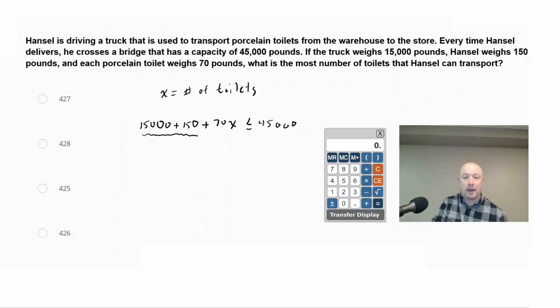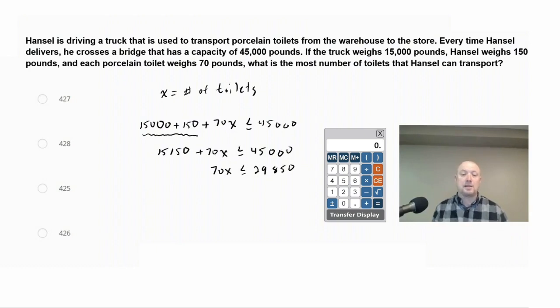So if we combine the like terms here, we're going to get 15,150 plus 70x is less than or equal to 45,000. And then I'm going to use my on-screen calculator, and I'm going to subtract 45,000 minus 15,150. And I get 29,850. So I have 70x is less than or equal to 29,850.